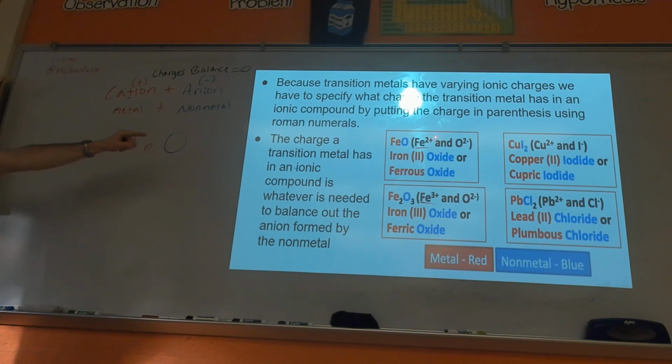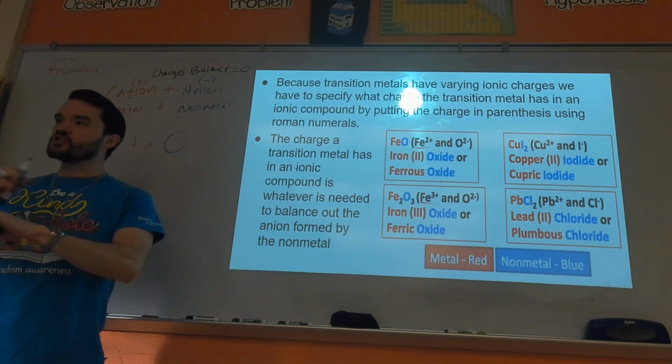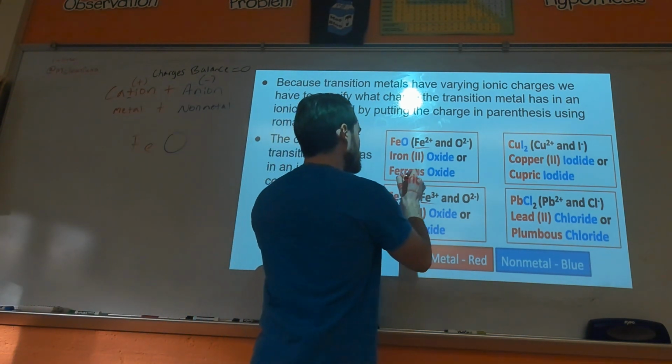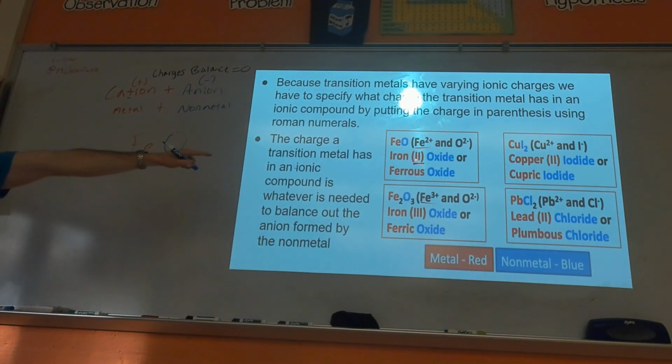If I had an iron with a +2 charge, I wouldn't just say iron oxide like you would normally. You would say iron(II) oxide. You put parentheses and you use Roman numerals to specify the charge of the iron you use to make that compound. In other words, a scientist wouldn't say, we're going to make iron oxide today, go get some iron. They would say, we're making iron(II) oxide. Make sure you get the iron with a +2 charge. Okay? That's the wrinkle with the transition metals.